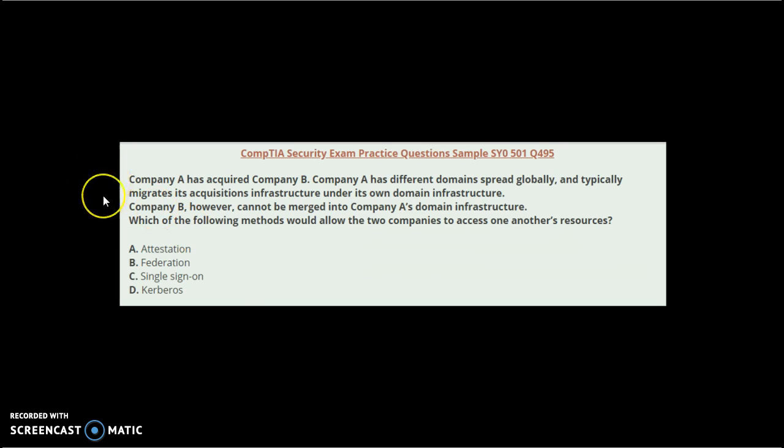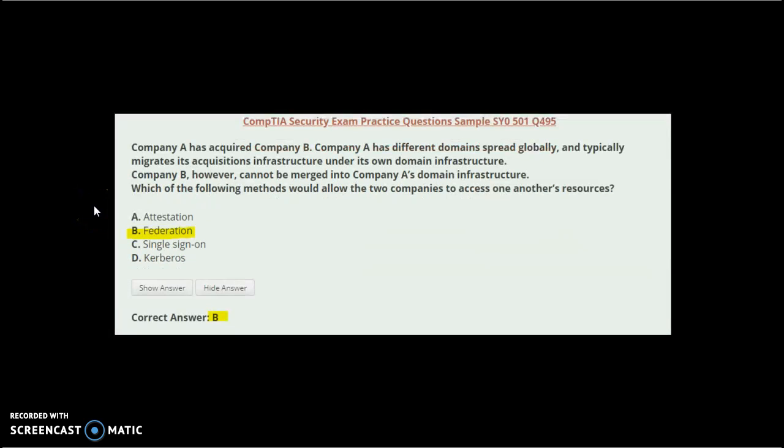Company A has acquired Company B. Company A has different domains spread globally and typically migrates its acquisitions infrastructure under its own domain infrastructure. Company B, however, cannot be merged into Company A's domain infrastructure. Which of the following methods would allow the 2 companies to access one another's resources? And that's federation.